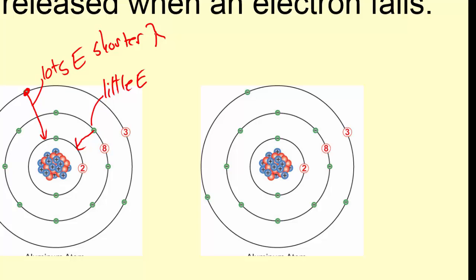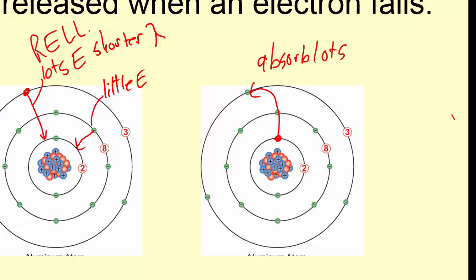Now the same thing can happen if I have an electron here and I add energy to it. Here, have some energy! This one will absorb lots. Do you see how this one said lots of energy, shorter? I forgot this important word: release. When you fall, you release lots of energy. And when you jump up, you absorb lots of energy.